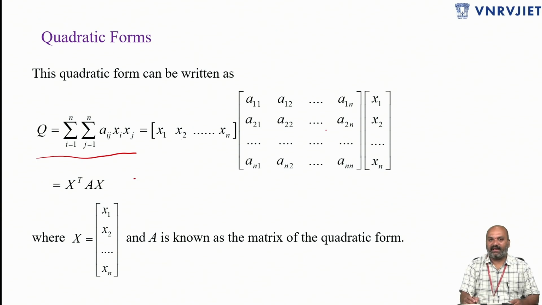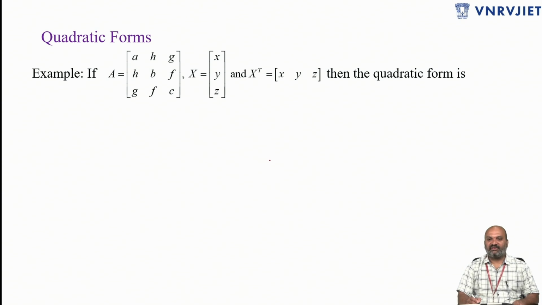Now we can write this as: x is a column vector, this is the matrix A, and this is the transpose of the column vector x, so it is x transpose. So we can write a quadratic form as x transpose A x. What is x? It's a variable column vector with variables x1, x2, x3 and so on up to xn. And A is known as the matrix of quadratic form.